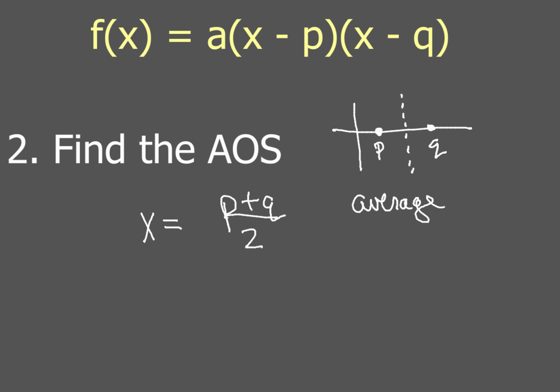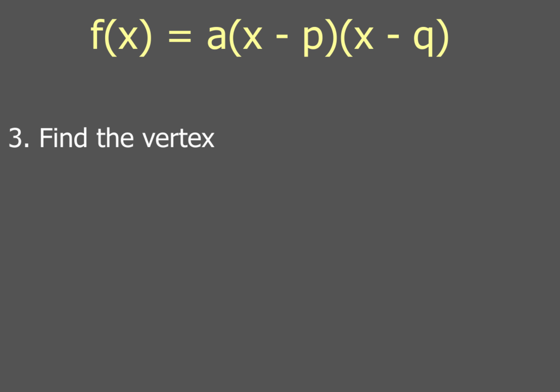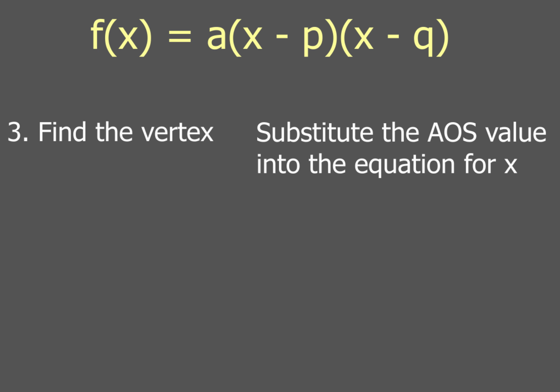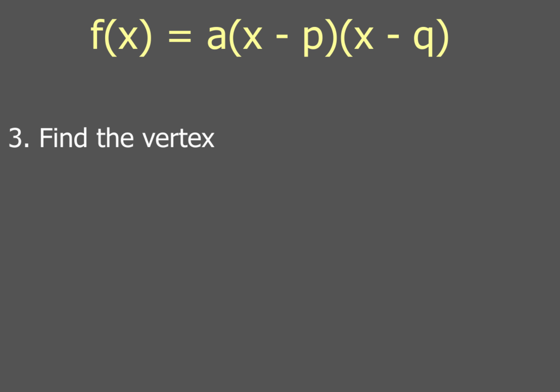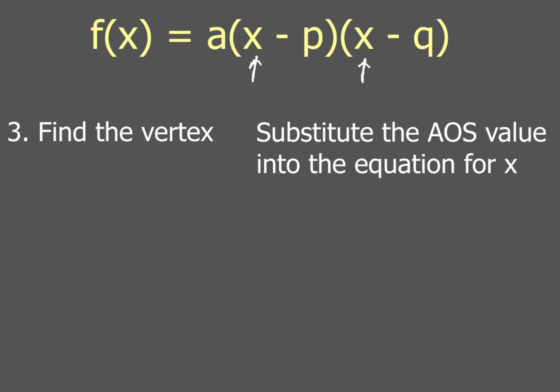Now, after we get the AOS, whatever that number is, the third thing that we're going to do is find the vertex. To find the vertex, we're just going to substitute that AOS value, whatever that axis of symmetry was, into the equation right up here for x. So that number is going to go in for the x value. Then we'll simplify that and solve. So that's how you find the vertex, by substituting in the AOS value that we found previously.